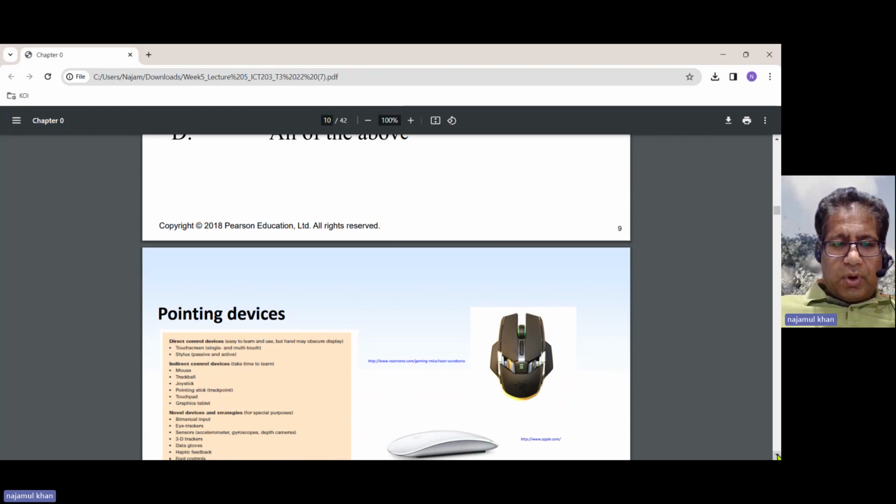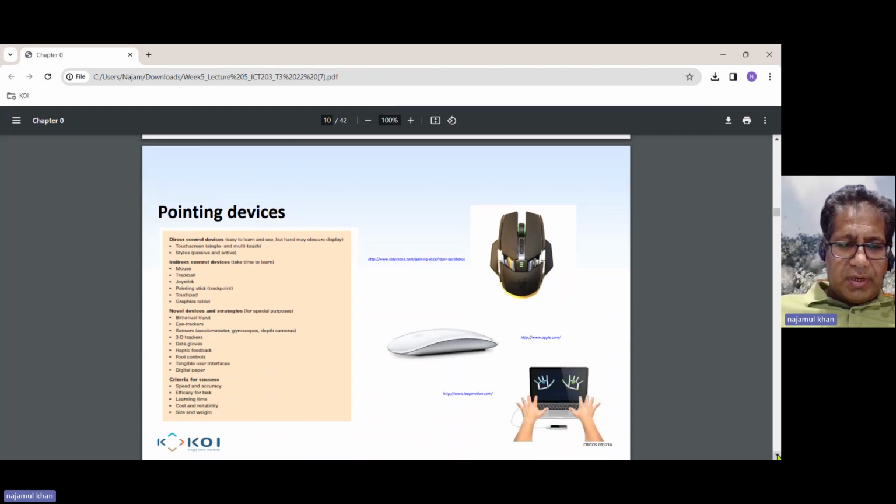Okay, now some examples of pointing devices are shown here. As technology has evolved in the last 20-25 years, the number of these pointing devices has also grown to cater for the needs of millions of users. Basically, different users require different pointing devices. If we just go through this information briefly, these are direct control devices, which are easy to learn and use, but may obscure the display. Sometimes this is also a possibility.